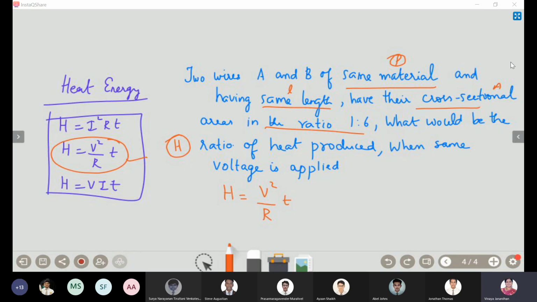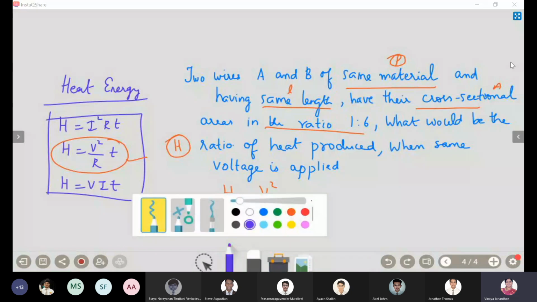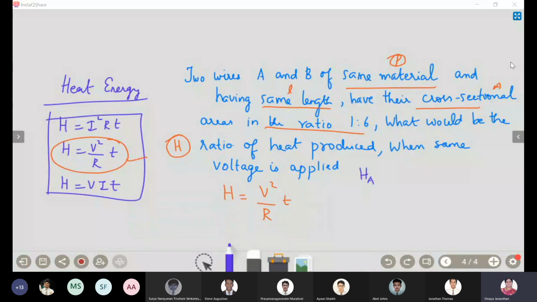Do it in a different method. You put V as constant, T is also constant. H is inversely proportional to R. Or else you can use this formula. What is R? R is equal to rho L by A. Yeah, you can use any of these equations.